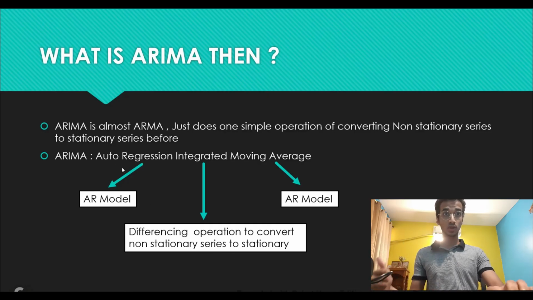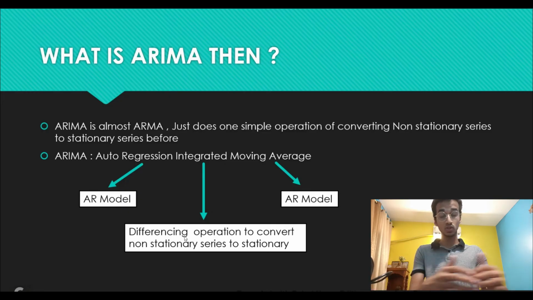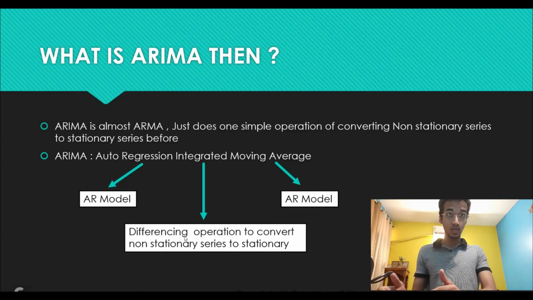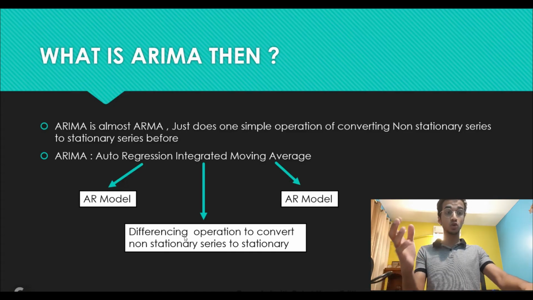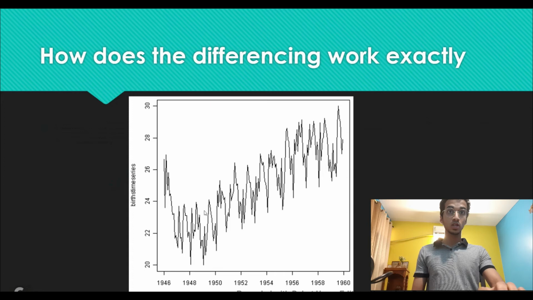So AR stands for auto regression, MA stands for moving average, and I stands for integrated, which basically refers to a differencing operation which we have to do to convert a non-stationary time series to a stationary time series. So if you have not watched the previous videos on stationary time series, let me just give you a quick recap, right? So let's say you have a time series like this.